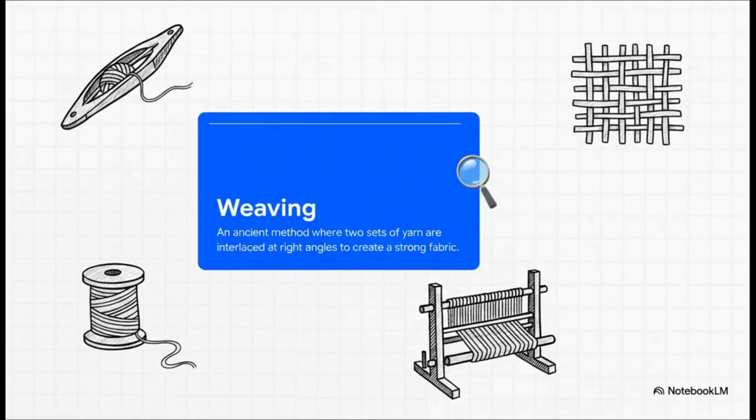Okay, so what is this big secret? It's weaving. At its core, the idea is so simple. You take two different sets of yarn and you lace them together at right angles. That's it. This basic grid is the invisible architecture behind almost everything we wear and use every single day.